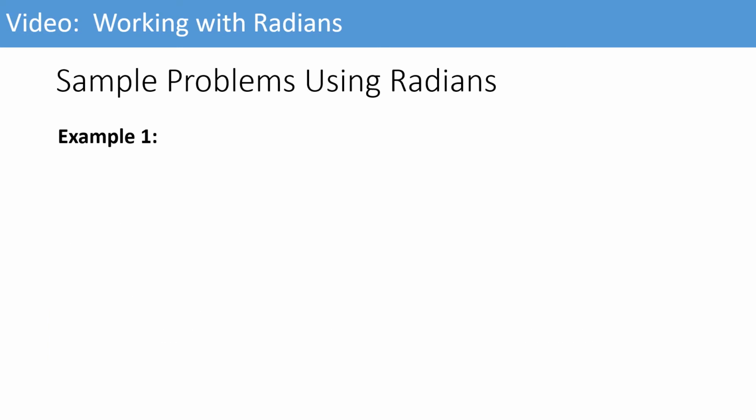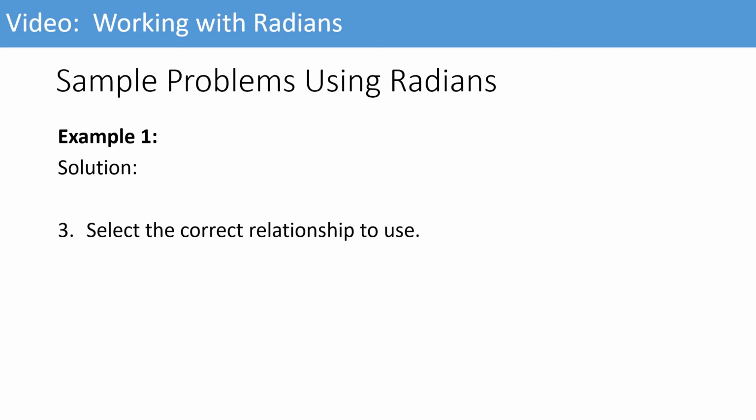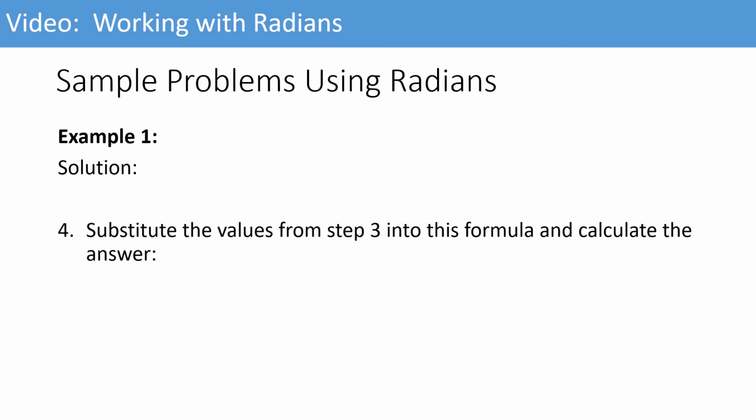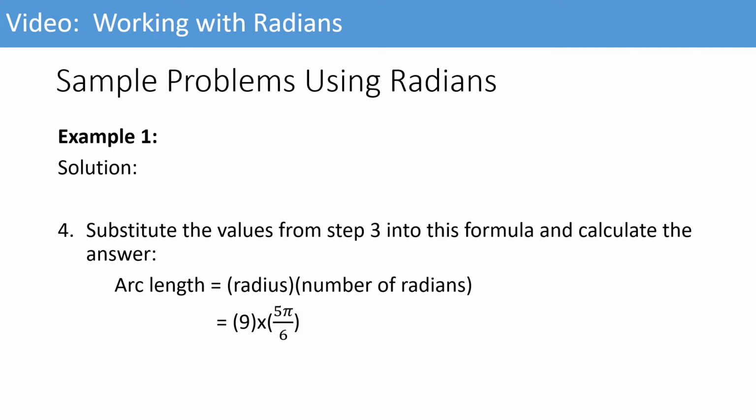Now that we've read the question and analyzed it, we can select the correct relationship to use. We know we're trying to find arc length, which is equal to the radius times the number of radians. Example 1 continued. Substitute the values from step 3 into the formula from steps 1 and 2 and calculate the answer. So arc length equals radius times number of radians. Radius is 9. Number of radians is 5 pi over 6.